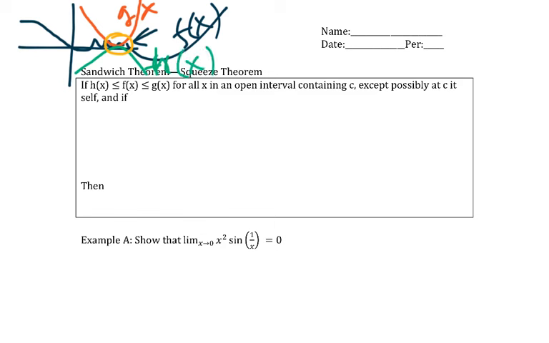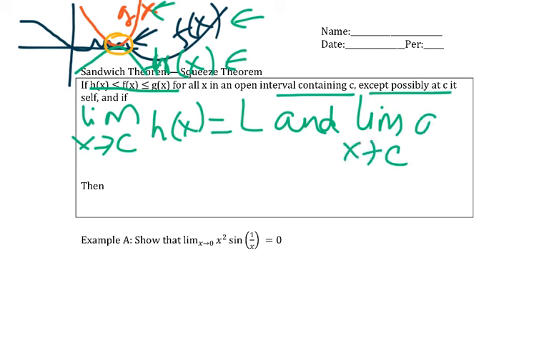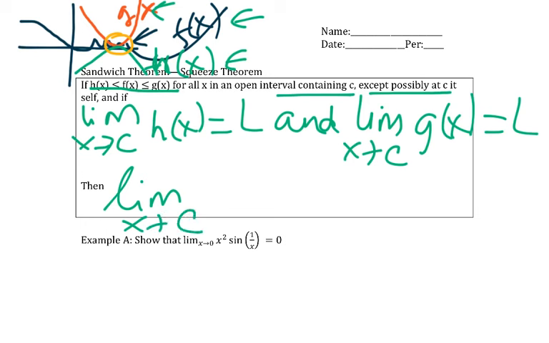Excuse my handwriting. What the sandwich theorem says is that if h of x is less than f of x, which is less than g of x, for all x values in an open interval containing c, except possibly at c itself, and if the limit as x approaches c of h of x is equal to L, and the limit as x approaches c of g of x is also equal to L, then we can conclude that the limit as x approaches c of the function in the middle, f of x, is also equal to L.